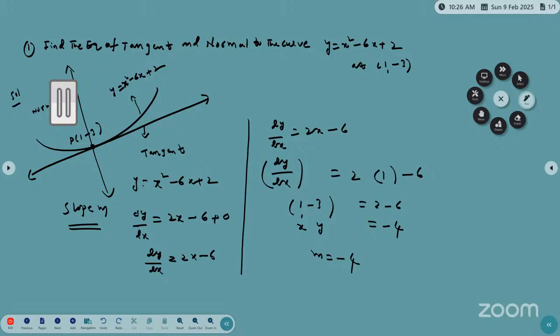What is the first important thing? You must find the slope. First, we are interested to find the slope.